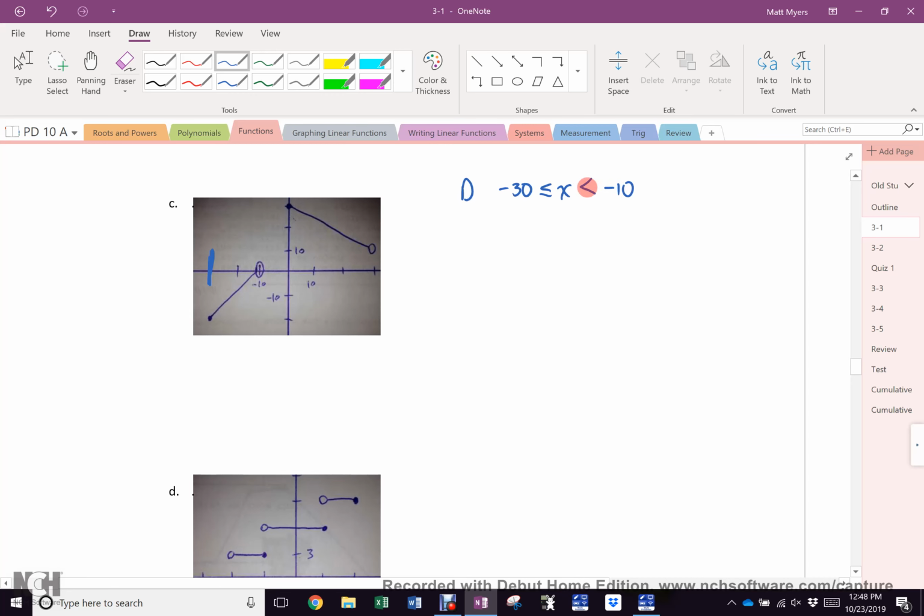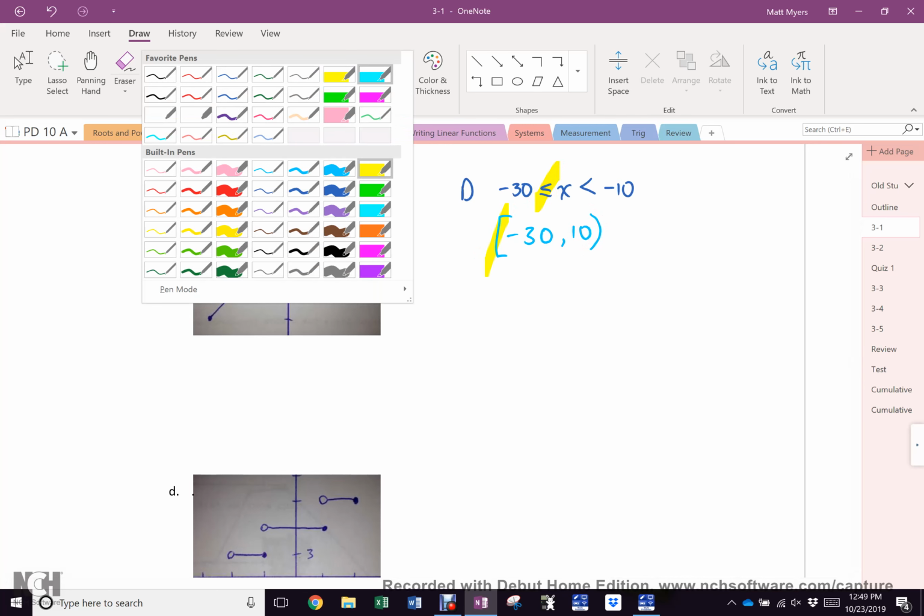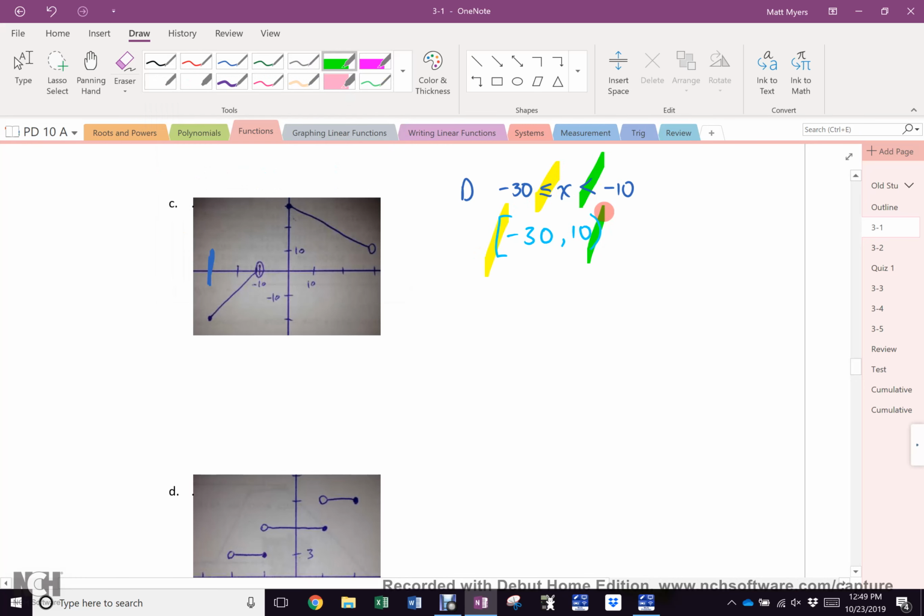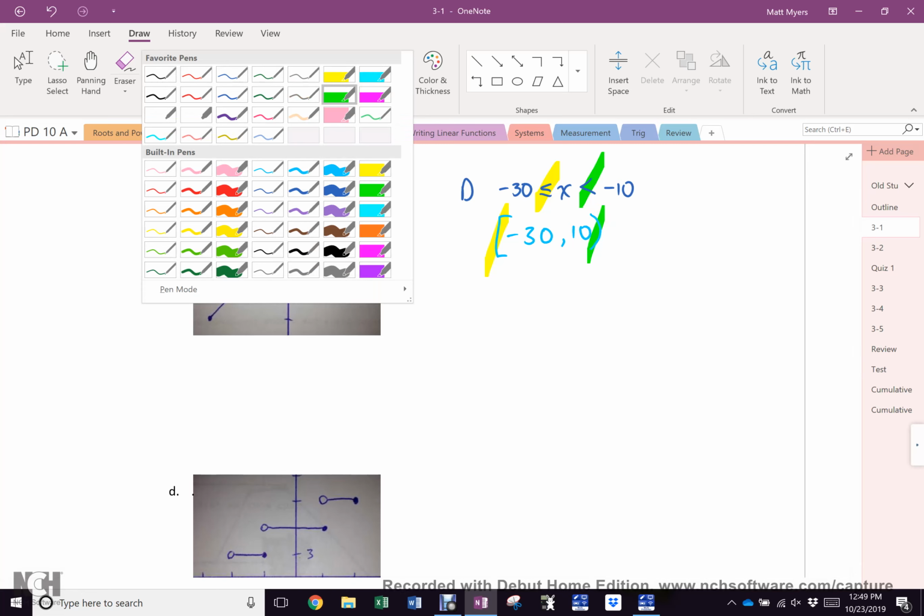Clear? Now, change colors to interval notation. -30 to -10. But I know it hit -30, so I use the square bracket, but it doesn't hit -10, so what do I got to use? Not a squiggle. A parenthesis. Or a round bracket, or a soft bracket. I don't care what you call it. That goes with square ones. That goes with round ones. Are we clear?